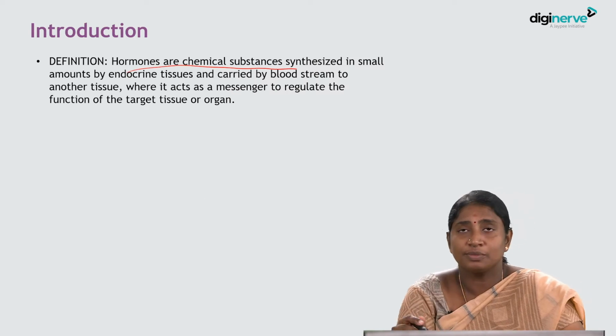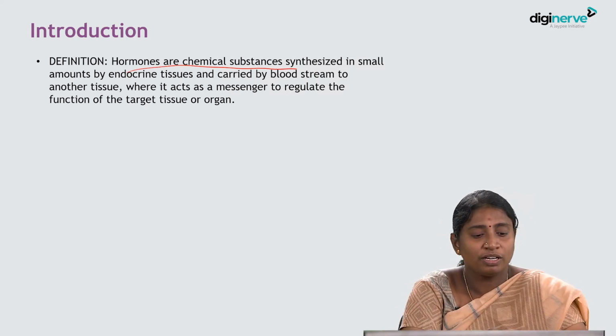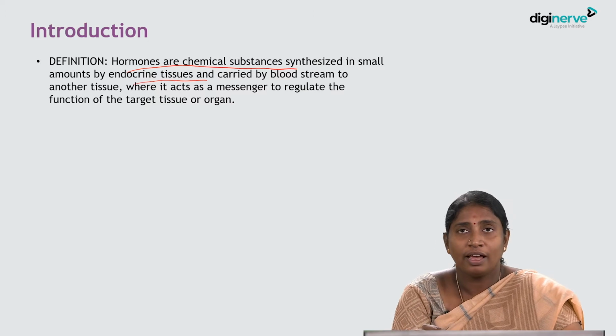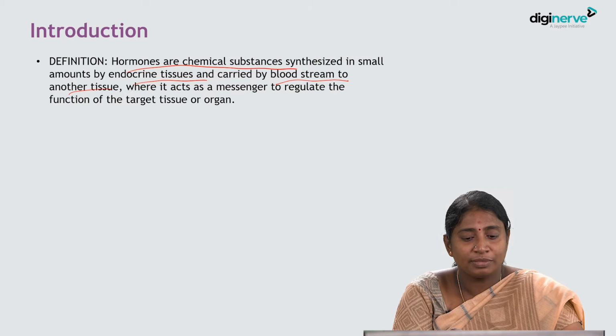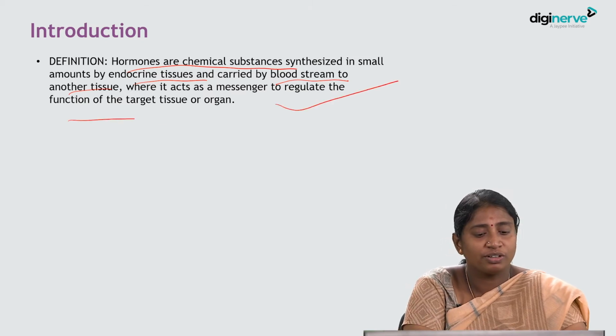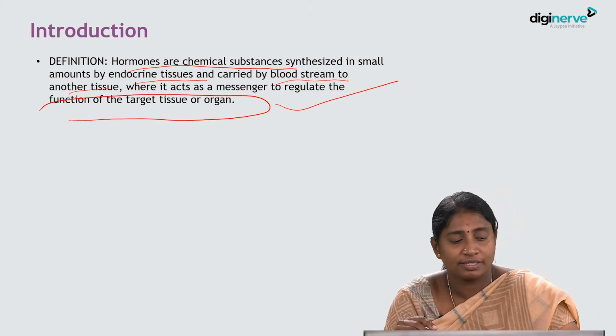Hormones. What are these hormones? Hormones are chemical substances synthesized in a small amount in the endocrine tissues and carried by the bloodstream to other tissues, and they act as messengers to regulate the function of the target tissues or organs.